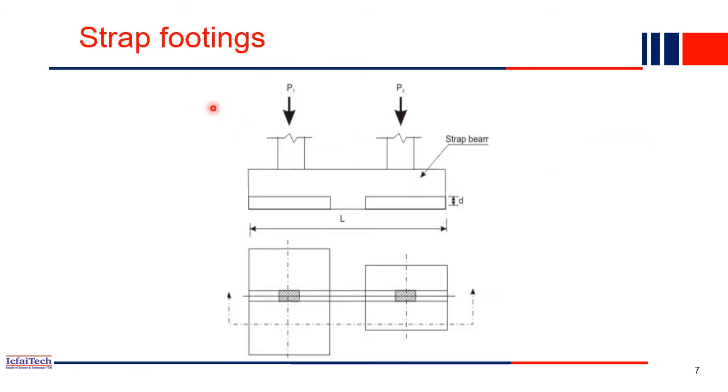So now the next category of footing is strap footing. So what is strap footing? Strap footing is basically when two isolated columns are combined by a beam with a view to sharing the loads of both the columns by the footing. Then we call it strap footing. Basically here we have two isolated footings. This is one footing and this is another footing. But we connect both the footings with a beam.